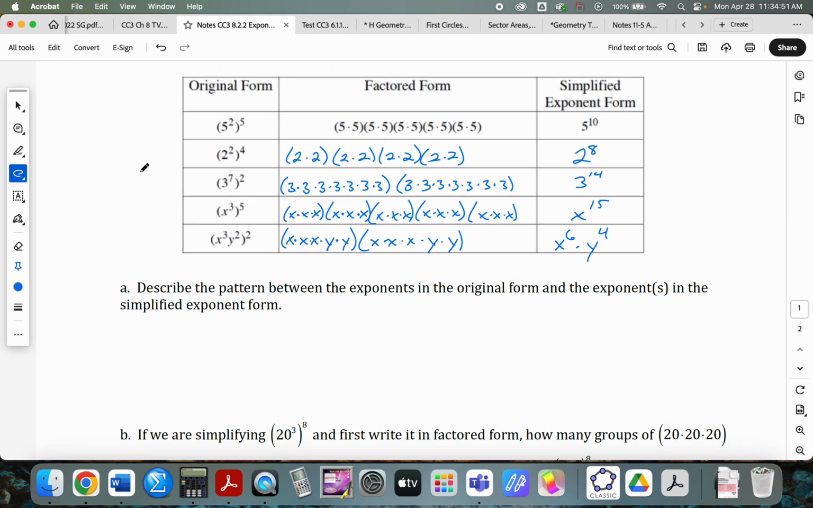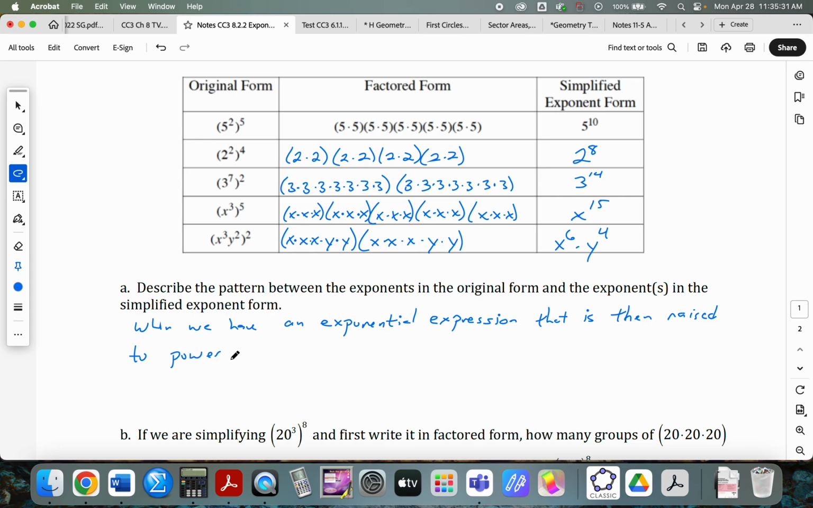So let's talk about what we're starting with. When we have an exponential expression, which means you've got a base raised to some power that is then raised to another power. I guess I don't need to say another, just raised to a power.